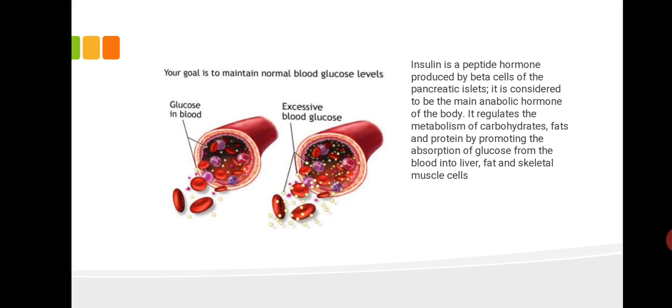How is this normal blood glucose level maintained in our blood? It happens with the help of insulin. Insulin is a peptide hormone produced by beta cells of the pancreatic islets. It is considered to be the main anabolic hormone of the body. It regulates the metabolism of carbohydrate, fats, and protein by promoting the absorption of glucose from the blood into liver, fat, and skeletal muscle cells.